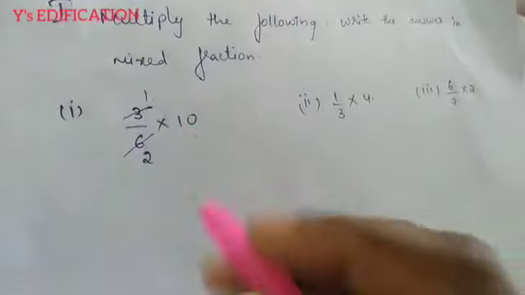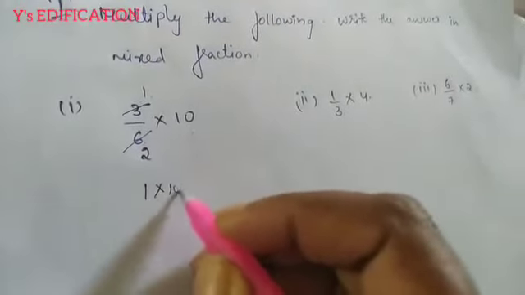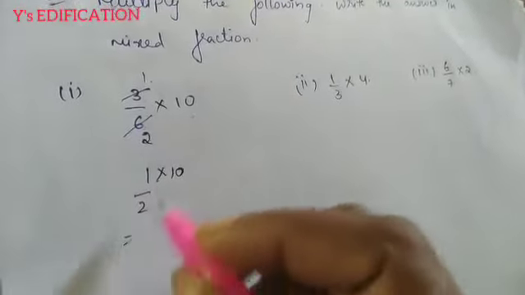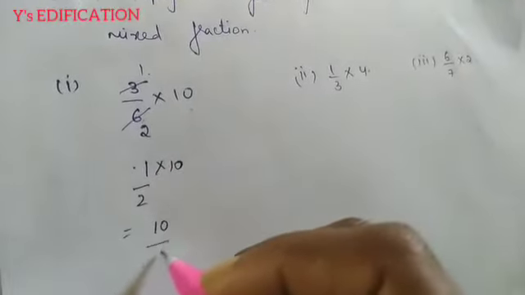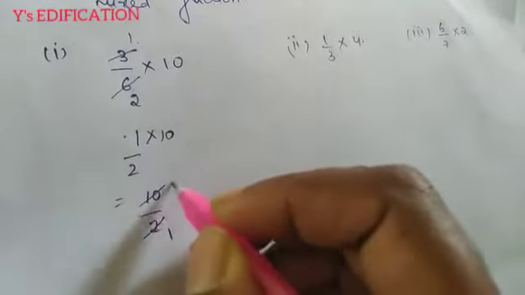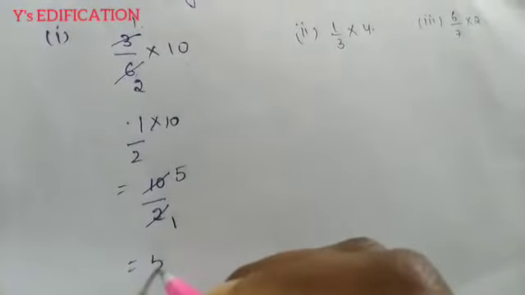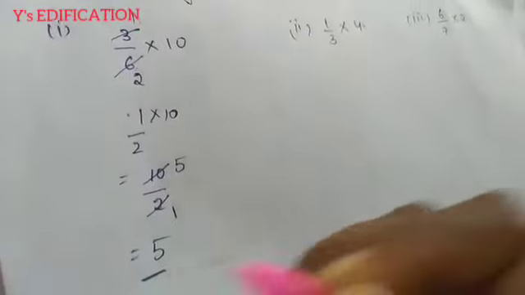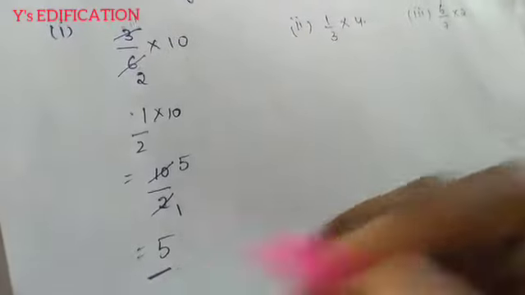So what is left here? 1 into 10 by 2. Okay, so 1 into 10 is 10 by 2. So we can cancel 2 and 10, right? So 2 into 1, 2 into 5. So this answer is 5. Okay, here no need to write any mixed fraction. Simply the answer is 5.